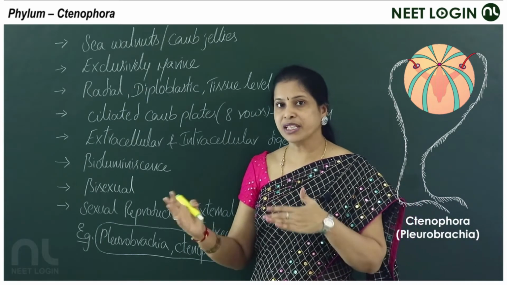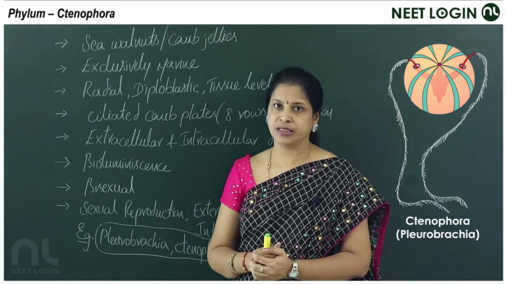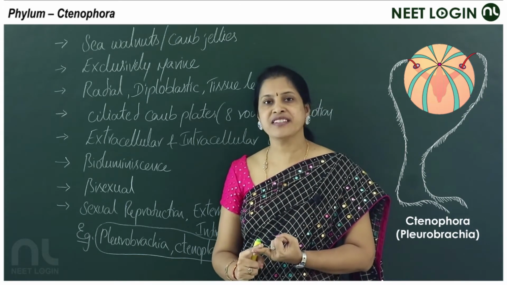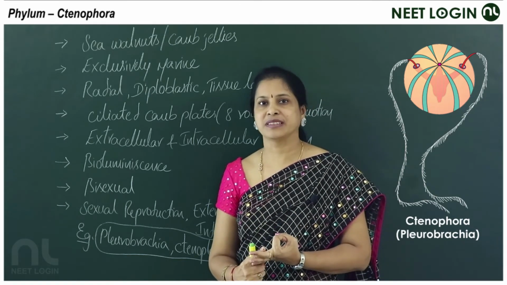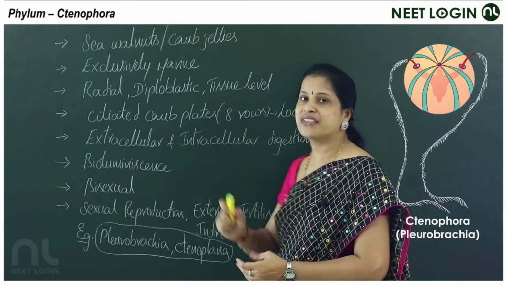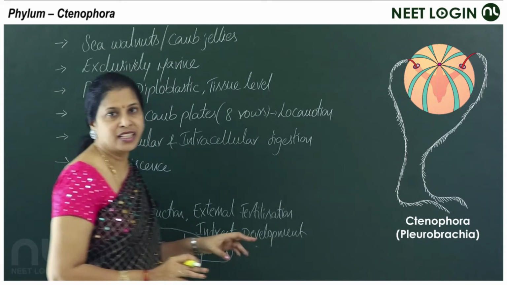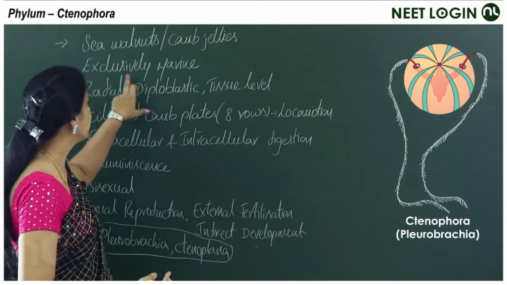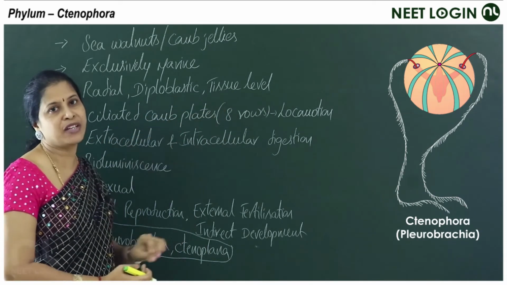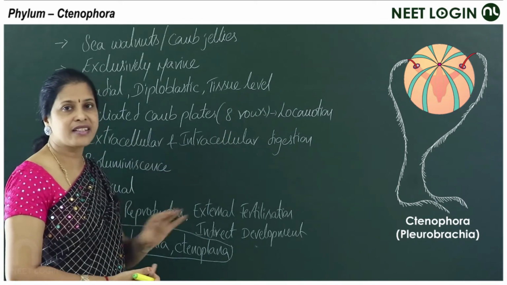You can see some of the comparative features between the phylum Cnidaria and the Ctenophora. Both are diploblastic, show tissue level of organization, and are radially symmetrical animals. In both the Cnidarians and the Ctenophora members, the digestion is both extracellular and intracellular.